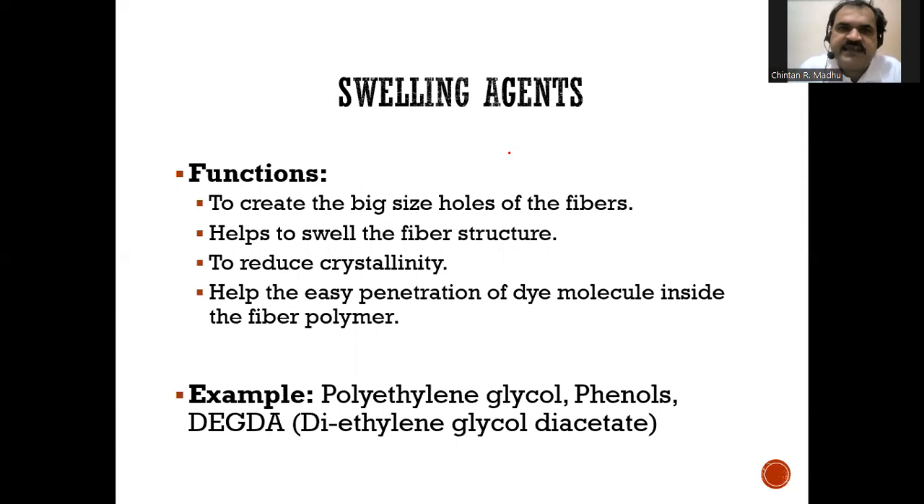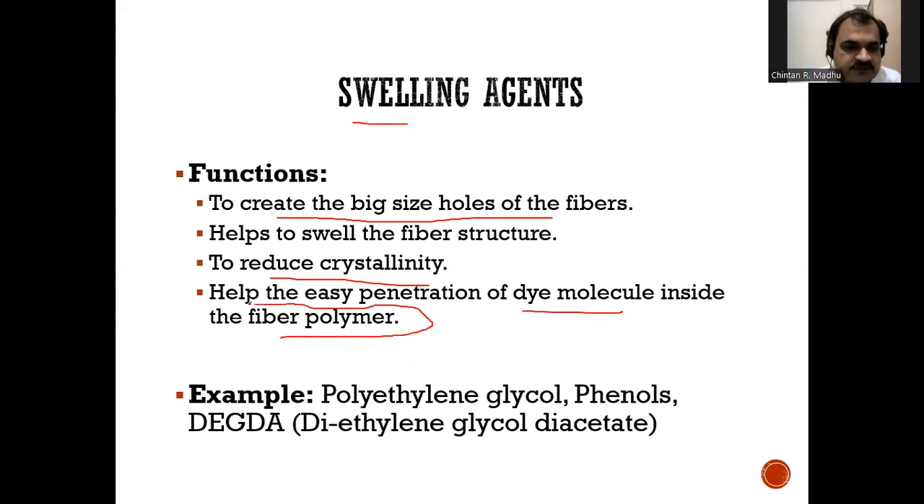Now, when you are running your synthetic fabric in a fixation machine at 175 degrees Celsius or 148 degrees Celsius, at that particular temperature, maybe your synthetic fabric will crystallize. It will generate a more crystalline structure. So at that time, we have to control the crystallinity also, and that can be controlled by using a swelling agent. So you can see that it creates big size holes in the fiber, that means it will swell the fiber structure, so your dye particle can penetrate. It will reduce the crystallinity, and also help to penetrate the dye molecule in the fiber polymer.